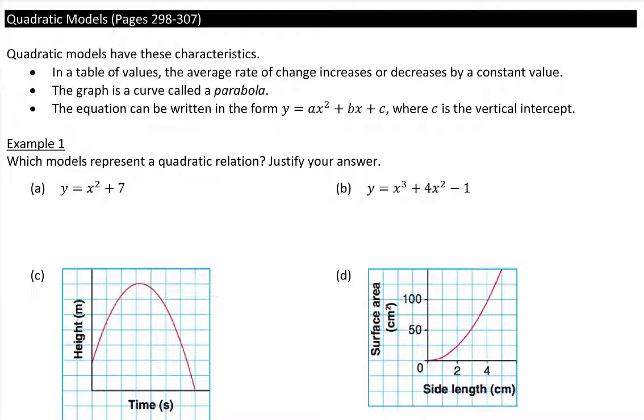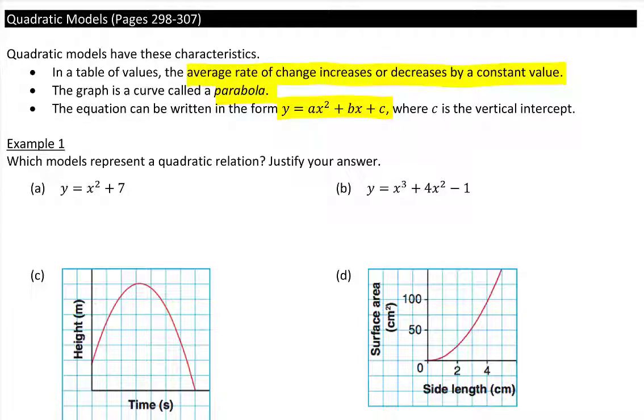Previously we discussed linear models, so our next topic is quadratic models. Quadratic models have the following characteristics. In a table of values, the average rate of change increases or decreases by a constant value. The graph of the curve is called a parabola. And the equation can be written in the form y equals ax squared plus bx plus c, where c is the vertical intercept.